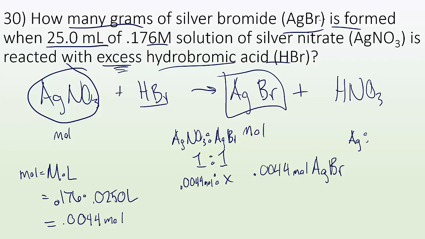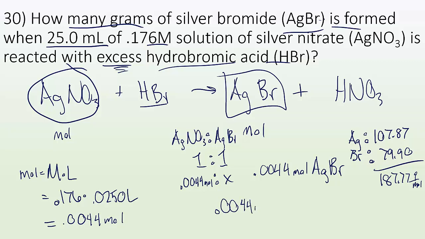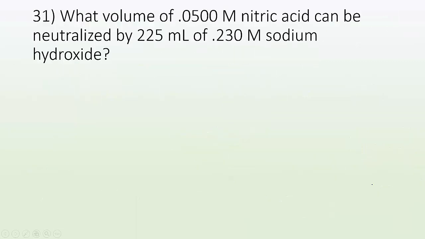So I look up what's the mass of Ag. It's 107.87. And what is the mass of bromine, Br? I look that up, and it's 79.90. So when I add them together, I get 187.77 grams per mole. And if I have that many moles, what I've got to do is multiply 0.0044 moles times 187.77 grams per mole. Moles cancels out, and I'm left with just grams, and my final answer is going to be 0.826 grams. All right, one more if I'm not mistaken for this section, and then we're done.